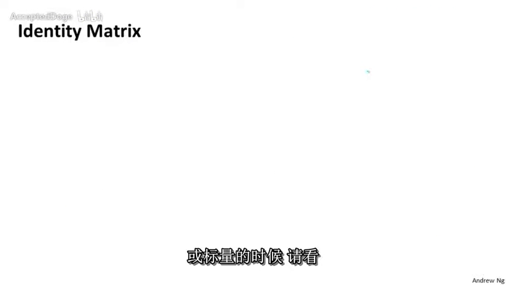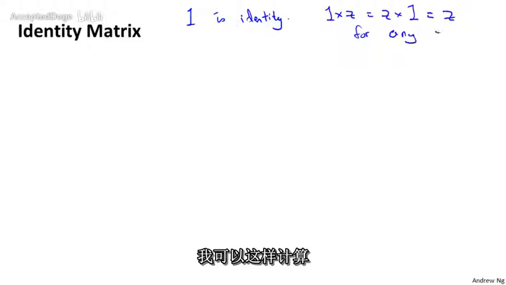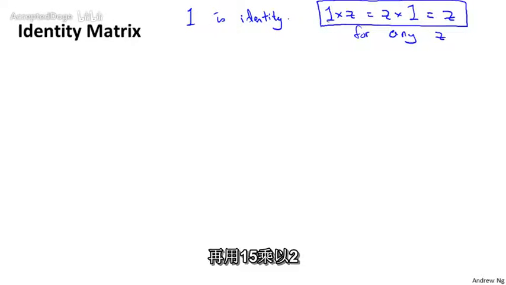Finally, I want to tell you about the identity matrix, which is a special matrix. So let's again make the analogy to what we know of real numbers. When dealing with real numbers, or scalar numbers, the number 1 is the identity of multiplication. What I mean by that is that for any number z, the number 1 times z is equal to z times 1, and that's just equal to the number z, for any real number z. So 1 is the identity operation and satisfies this equation.